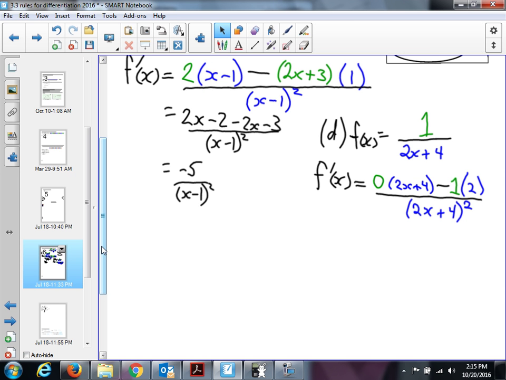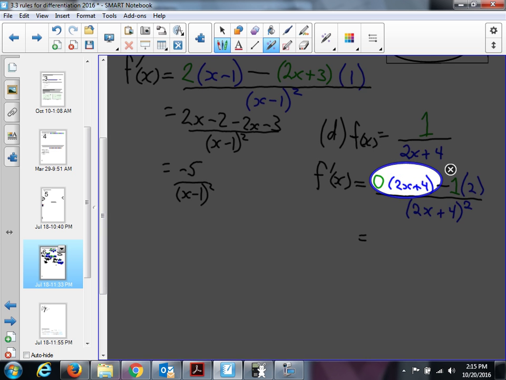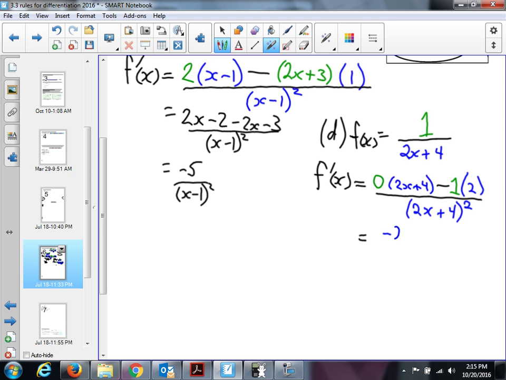Okay. There's a little bit of simplification to do there. So f prime of x is equal to, well, as you can see, that zeroes out. So we're really just left with minus 1 times 2, so negative 2. Oh, I know, I accidentally didn't take it off of that. Negative 2 over 2x plus 4 all squared.